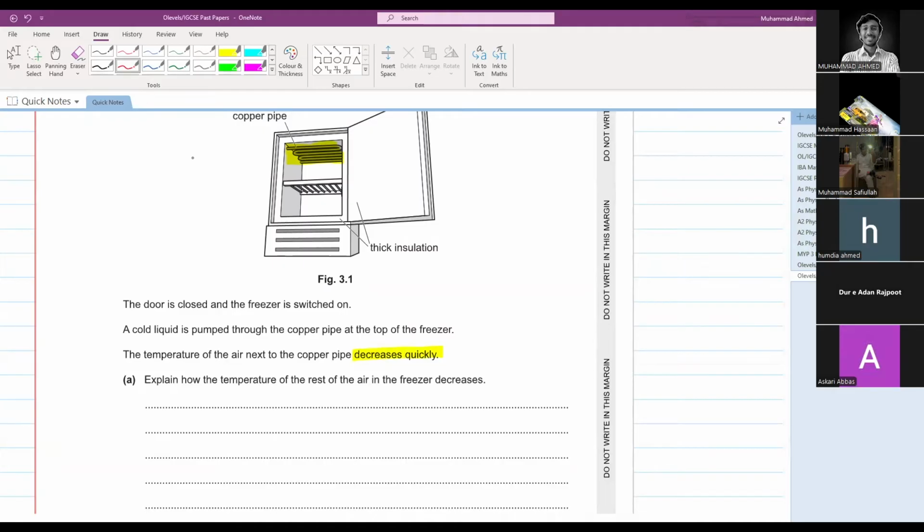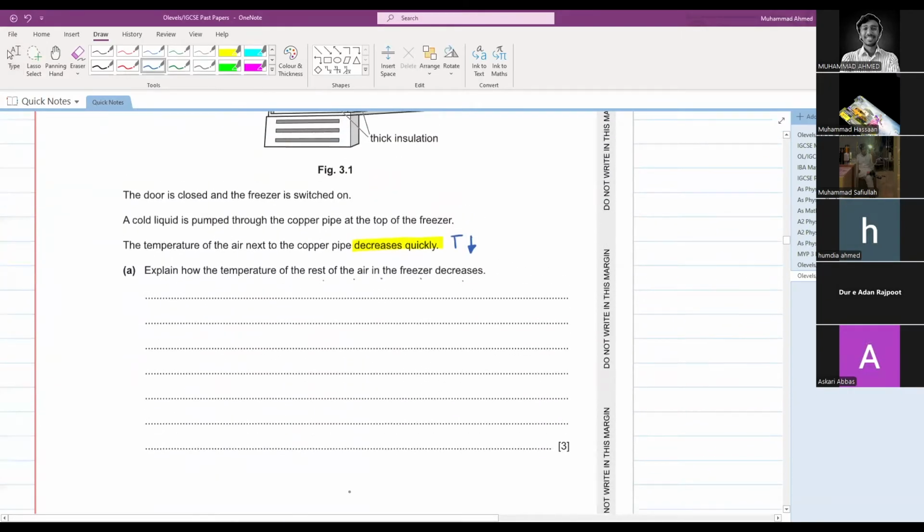Wow. Can anyone analyze which type of a question is this? ये convection का question है बेटा. Temperature of the air in the surrounding is decreasing. Explain how the temperature of the rest of the air in the freezer decreases. You have to describe convection currents. So first of all, what will you say?